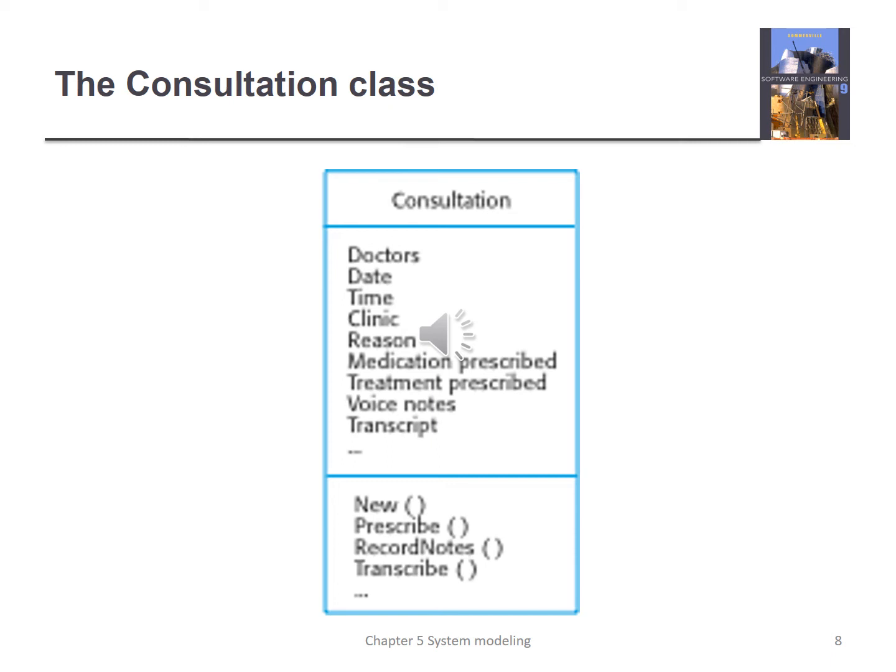If we look at the consultation class, how do we really structure it? We put the name of the class at the top, consultation. We put the attributes used by this class, like doctor, date, time, clinic, reason, medication prescribed, treatment prescribed, voice, etc. And then at the bottom, the lower part, are the functions, the methods used by that class, like new, prescribe, record note, transcribe, etc.